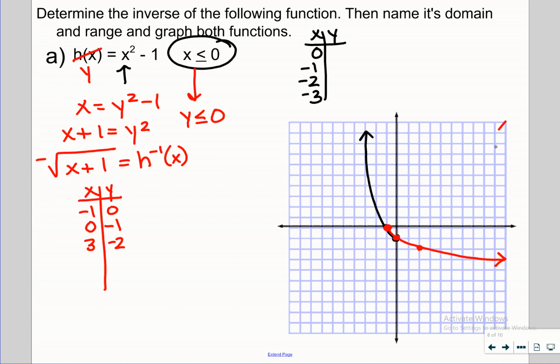Do you guys see the reflection over the line? A couple of the points are the same. They're just kind of on top of each other there, but you should see your reflection over that line y equals x.